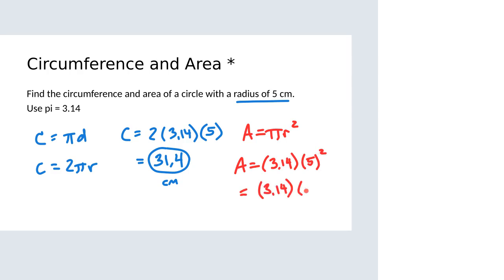So 5 times 5 is 25. And then when we multiply 25 times 3.14, we get 78.5. And that's our area. And that would be centimeters squared, or square centimeters, but we just answer with the 78.5. Poll went great. Let me know if you have questions, but I'm kind of thinking we're in really good shape on circumference and area of a circle.